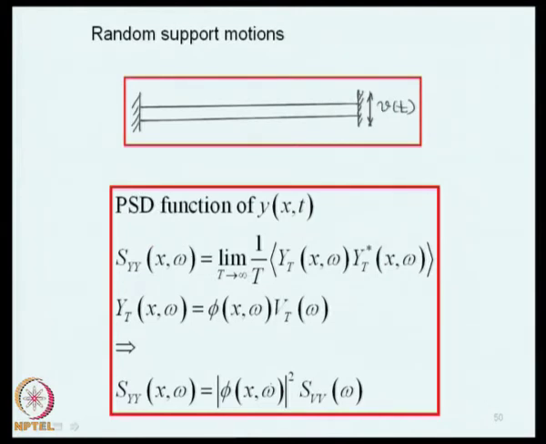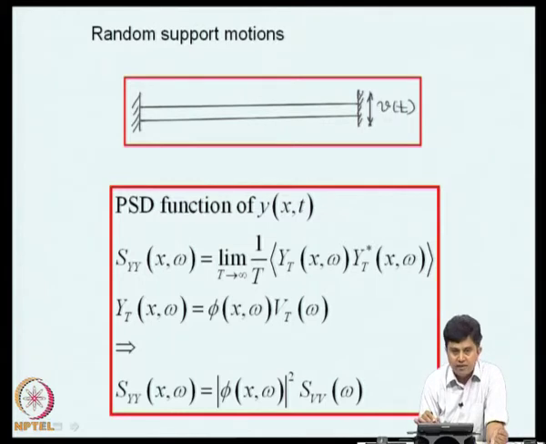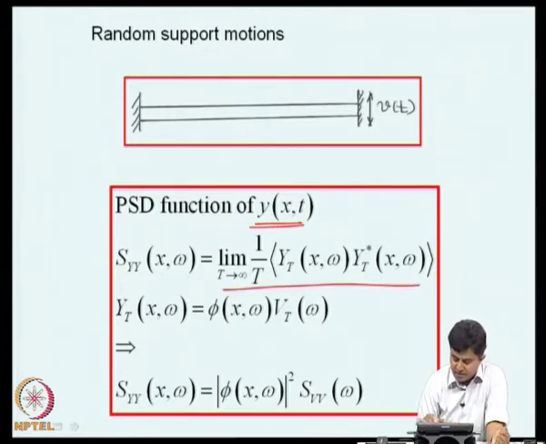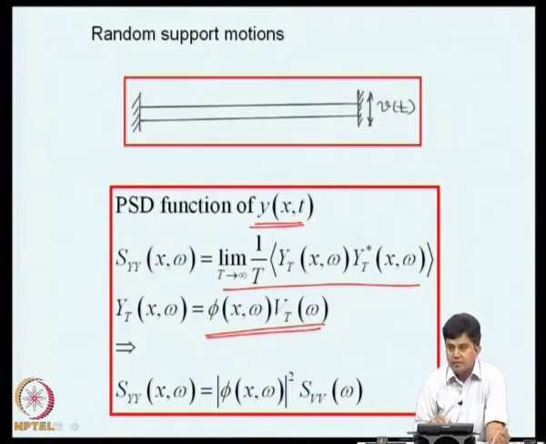How do we do that? We are interested in the case where V of t is a stationary random process with a power spectral density S_VV of omega, and I am interested in the power spectral density function of, say, y of x comma t. So, S_YY of x comma omega is given by the basic definition of power spectral density function, and for Y_T of x comma omega I use this relation. This phi of x comma omega is nothing but the transfer function which we have derived just now.